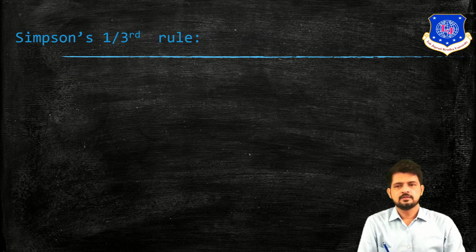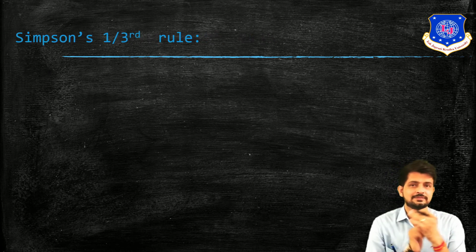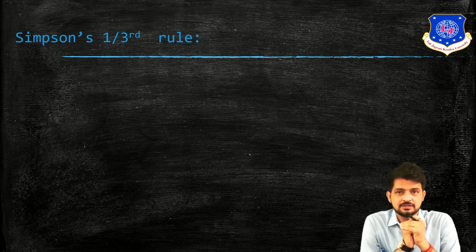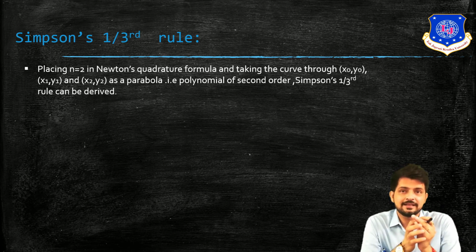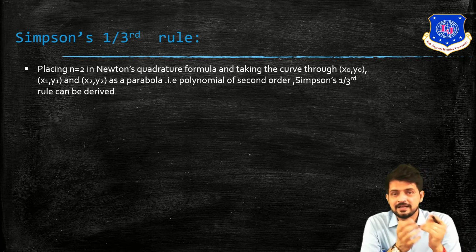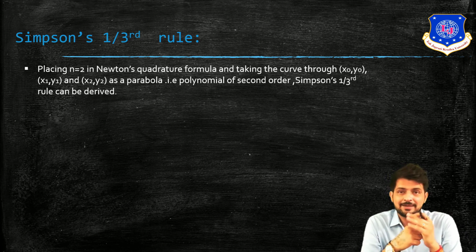Okay, let us derive the second rule, that is Simpson 1/3 rule. In this rule, what are we doing? See, what were we doing in the trapezoidal rule? We were taking n equal to 1 and placing it in the Newton-Cotes formula, and then we were deriving the trapezoidal rule, right?